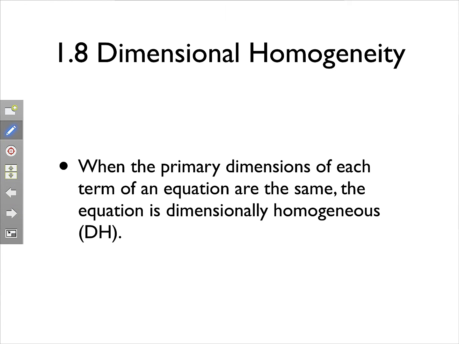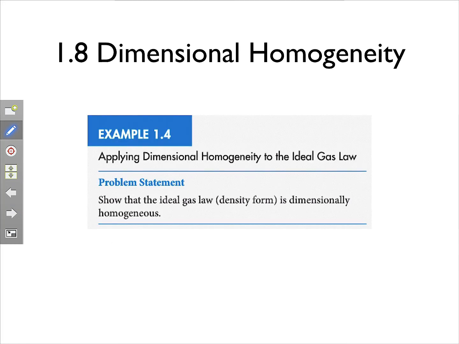So finally, let's look at dimensional homogeneity. We'll return to this, I think, in chapter 8. When the primary dimensions, remember these are the fundamental dimensions, the SI dimensions, mass, length, time, temperature, of each term of an equation are the same, the equation is dimensionally homogeneous. And you're going to do a problem like this in your homework, to determine if the terms in the Bernoulli equation actually are dimensionally homogeneous. And we'll just do a simple example of this.